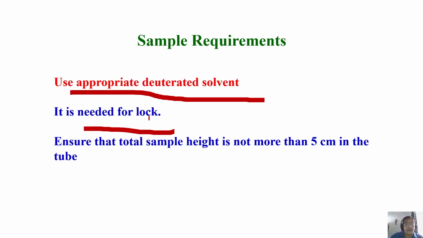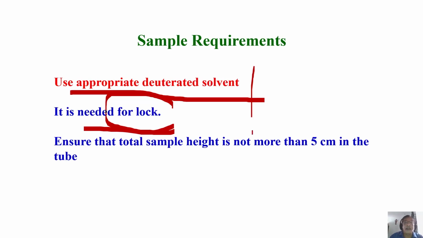So you need to have a lock. For that, you require a deuterated solvent, because the lock frequency in all the spectrometers is the 2H frequency. For example, if you have a 300 megahertz spectrometer, the deuterium resonates there at approximately 46 megahertz.